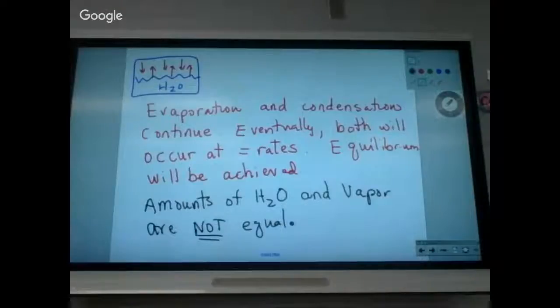Are the number of people in the store and the number of people in the parking lot necessarily the same? No. That's like your water and your vapor. The number of people inside the store and the number of people outside the store don't have to be the same. The number of people going in and going out have to be the same to reach equilibrium. Okay? The rate at which it evaporates and condenses has to be the same. The amount of water and the amount of vapor does not have to be the same.